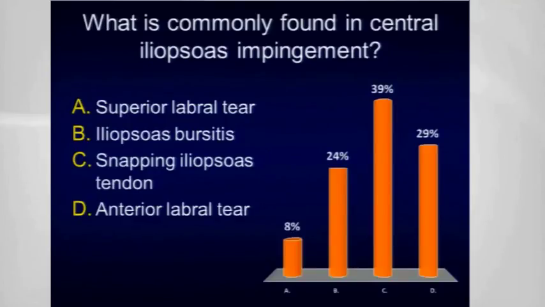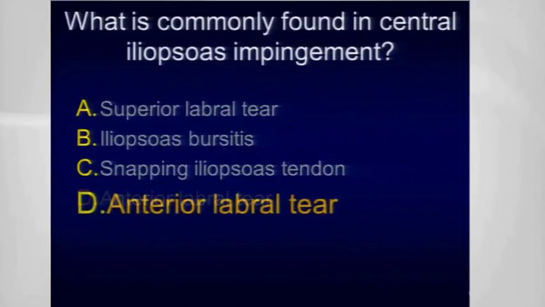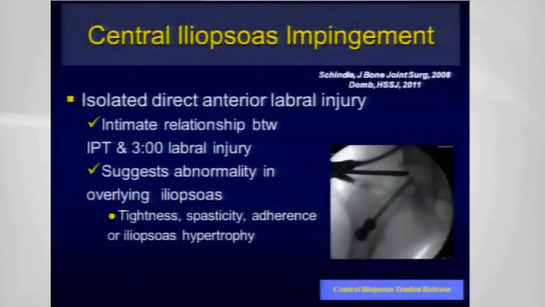So this is a good question, Minnie. We're kind of all over the board. How many of you have ever even heard of central iliopsoas impingement? Can I see hands? Does anybody want to admit that they've never heard it? Okay, a couple out there. Well, I hadn't until a couple of years ago either. So that's our answer is anterior is associated with an anterior labral tear.